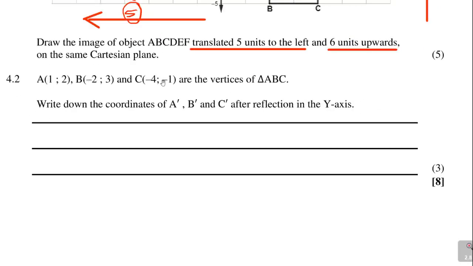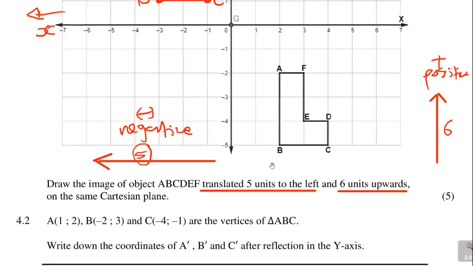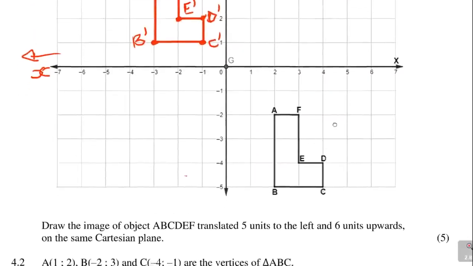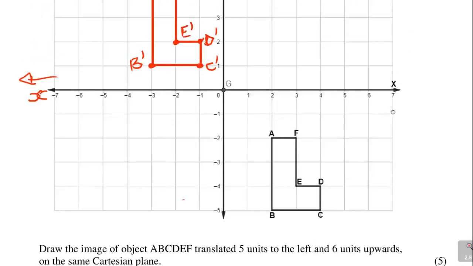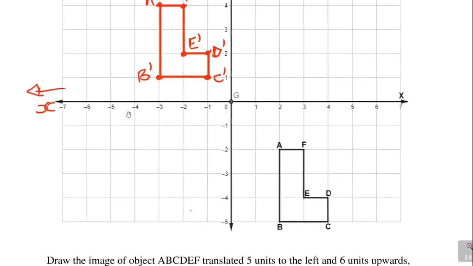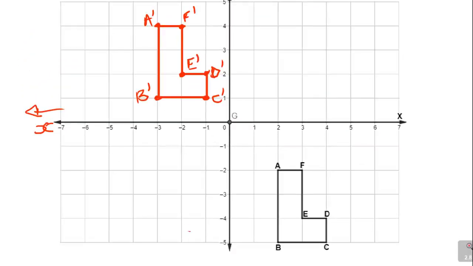4.2, we are given A, B, C are the vertices of triangle ABC. Now it says write down the coordinates of A, B, C reflected about the y-axis. I'm going to borrow this Cartesian plane, just out of interest. They are saying A is 1, 2. I just want to see how it will look. Let me check again here. A is 1, 2. 1 and 2 is here. This is my A. I hope it will come out.